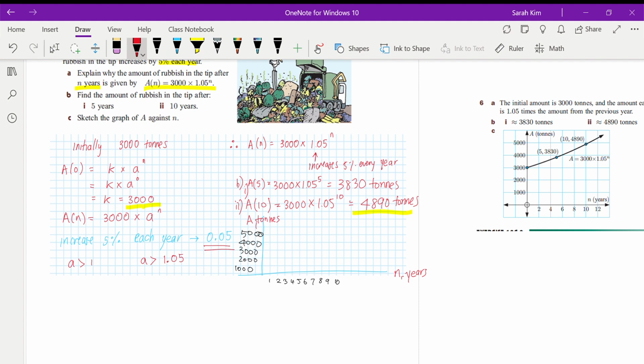Alright, so we mark them. When it's 0, it's about 3,000. When it's at 5 years, it is about 4,000. When it's at 10 years, it's about 5,000. So here we go. Here's our graph. That's it.